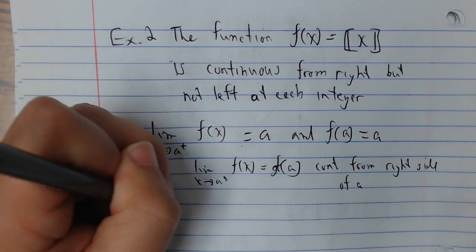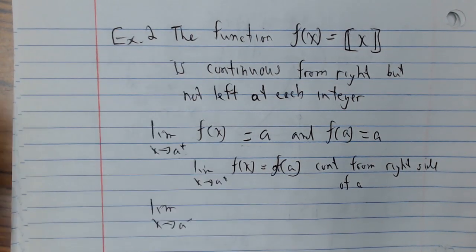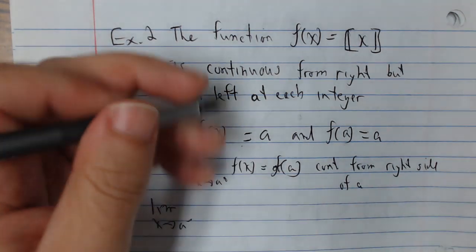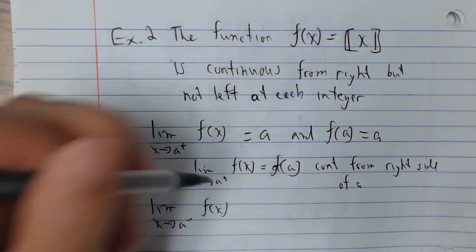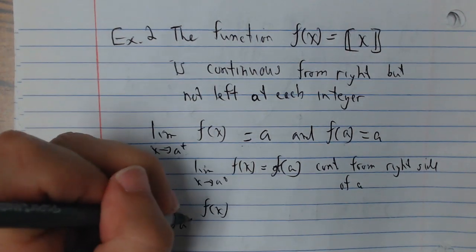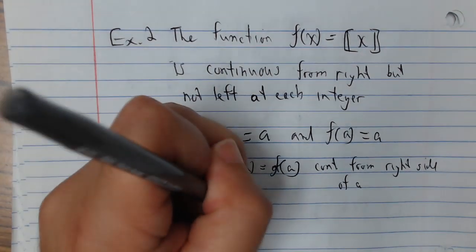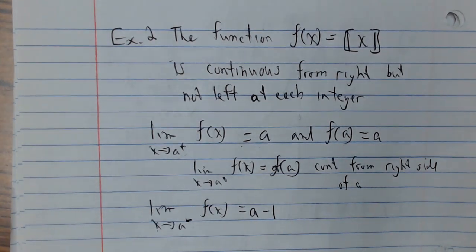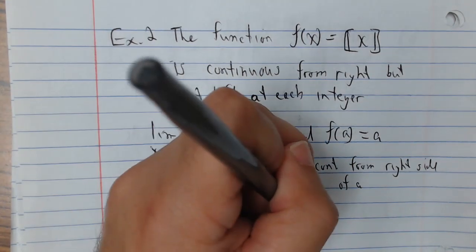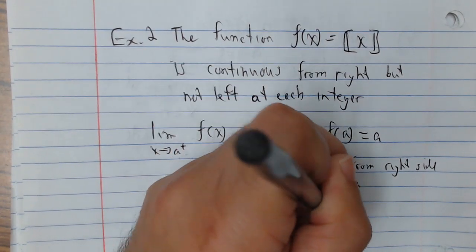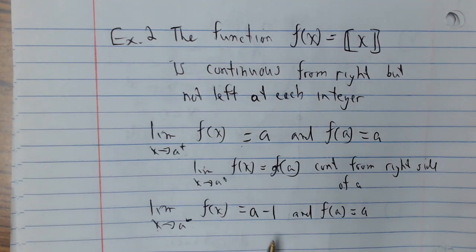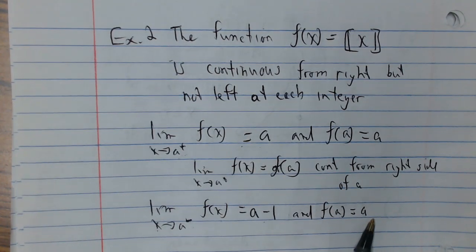But from the left side, here's the problem we run into. As I approach a from the left side of f of x, what did you notice from the homework when you did this? The limit as x approaches a from the left side of f of x becomes a minus 1, and f of a equals a. And so what do I notice? This is 1 less than whatever that is.